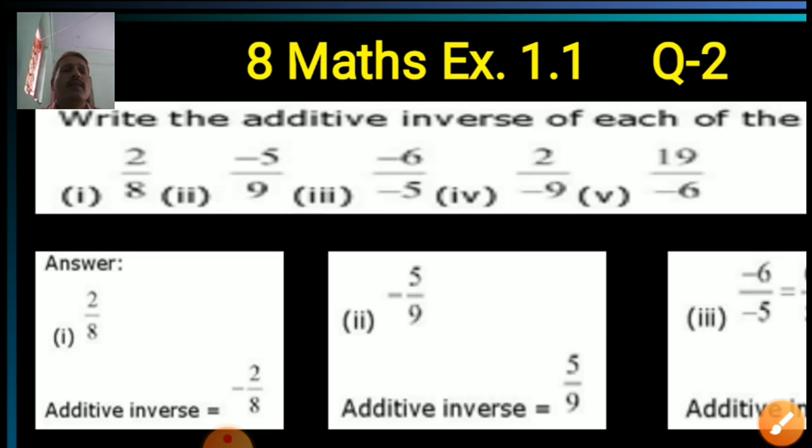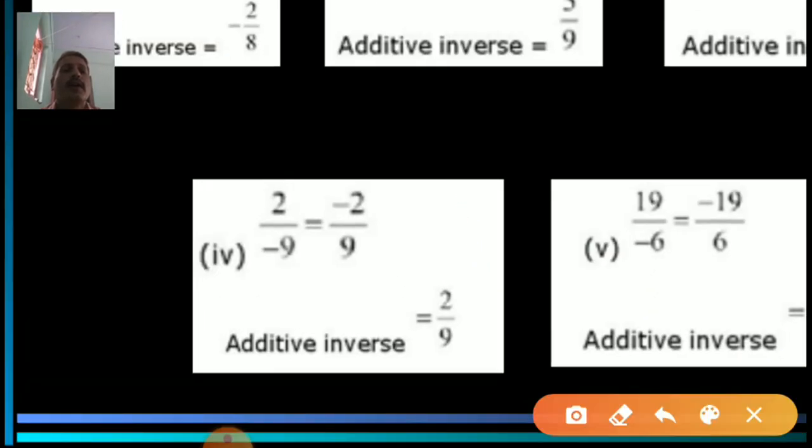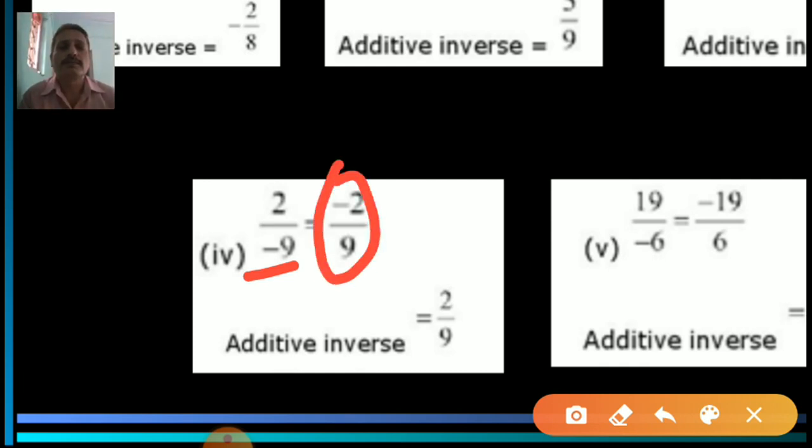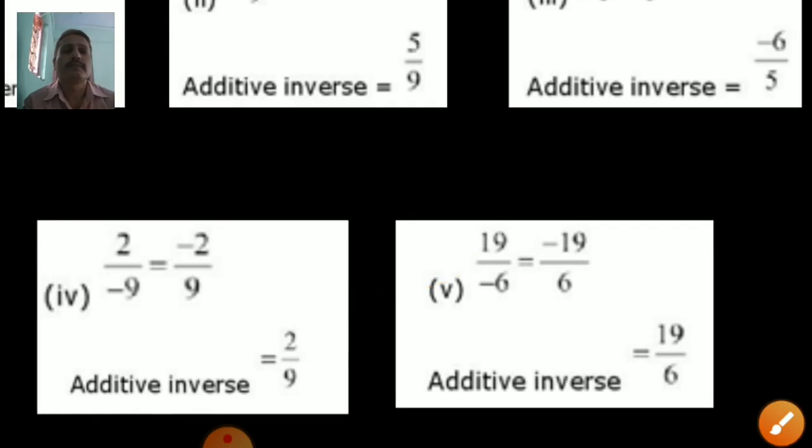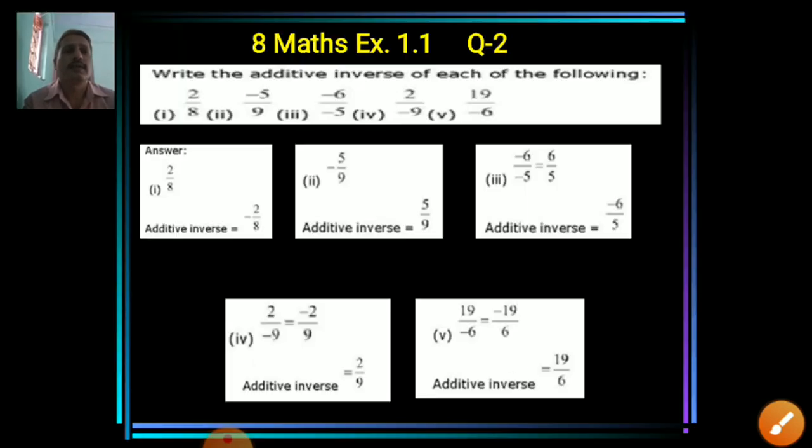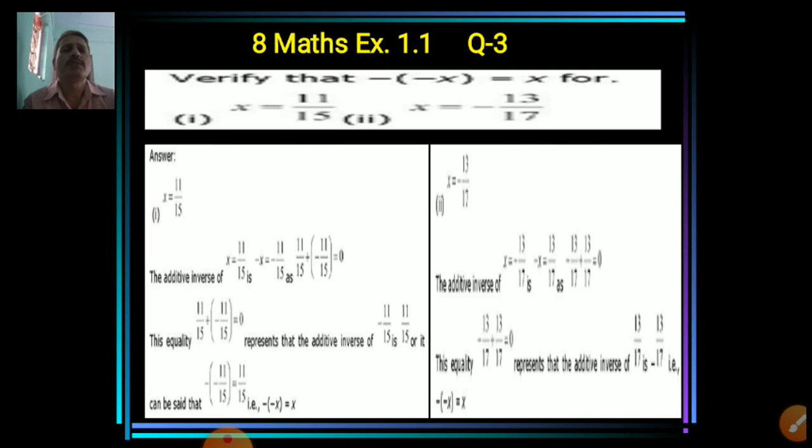Okay, now what about this number, student? Very easy. Look at the fourth one. Whenever you find a denominator with a minus sign, it is actually the minus sign of the numerator. And as I just said, whenever you find the minus sign, the additive inverse is plus 2 upon 9. The same number, but the sign is different. Okay, what about the fifth one? Same way, the answer is 19 upon 6. Is it? Yes.